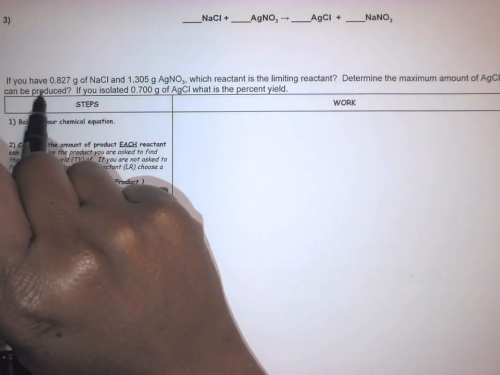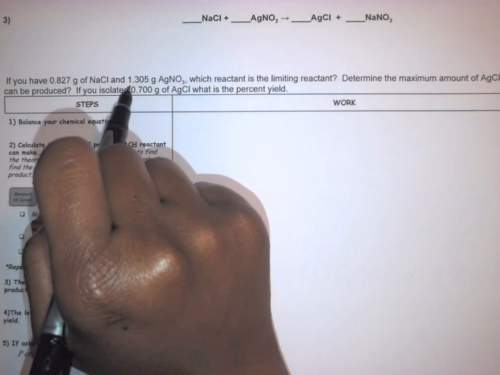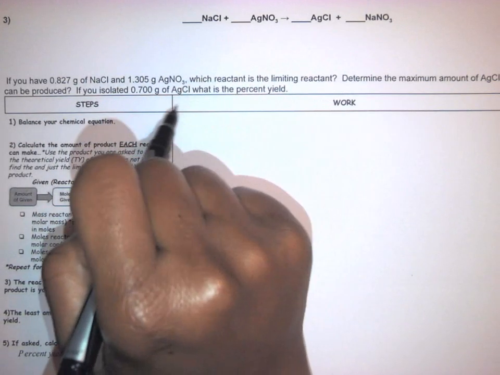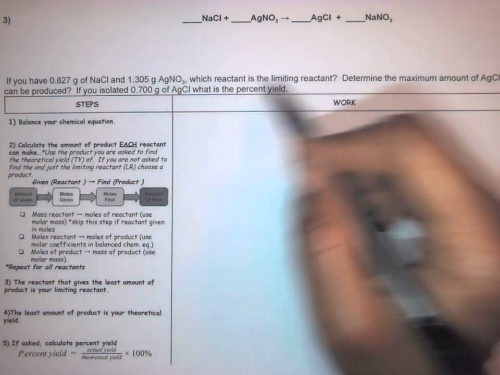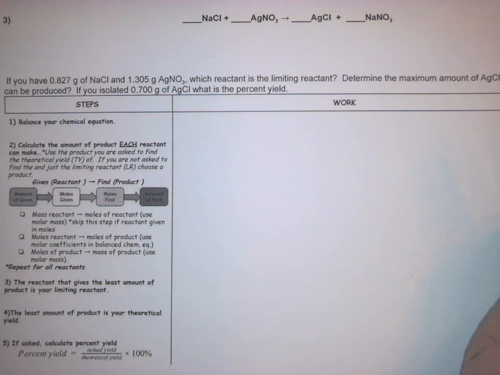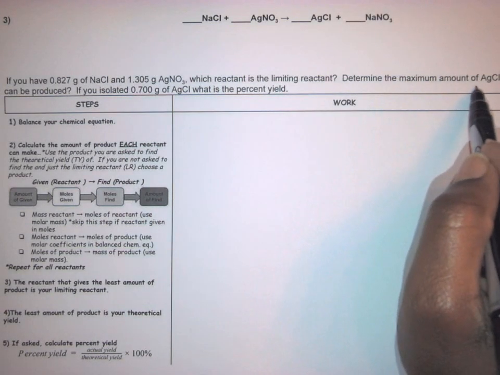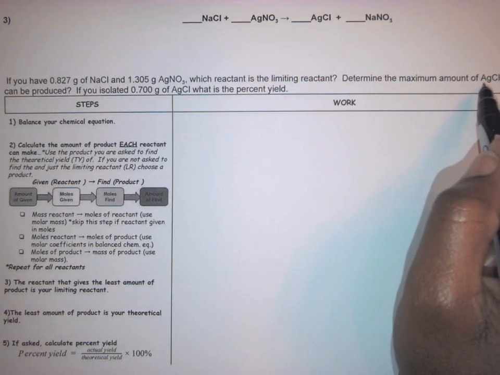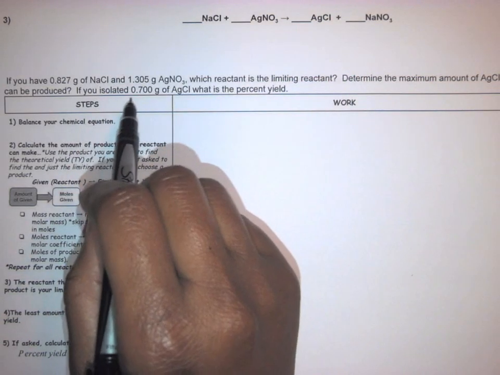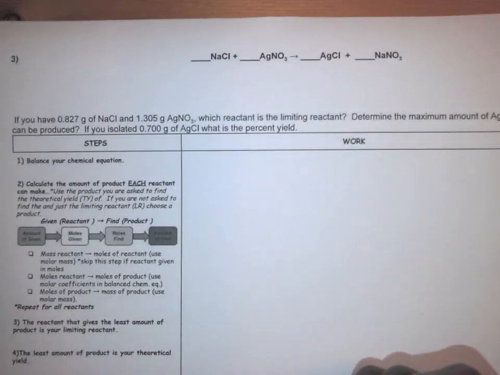All right, so in this problem, they're saying that we have 0.827 grams of NaCl and 1.305 grams of AgNO3, so sodium chloride and silver nitrate are our reactants. They want to know what's the limiting reactant, so which one is going to run out first or produce the least amount of product. And they also want us to determine the maximum amount of AgCl, our product, one of our products. So that will be our theoretical yield. And then they're telling us if we isolated 0.7 grams, what's the percent yield? So we got to do all of this, all right?